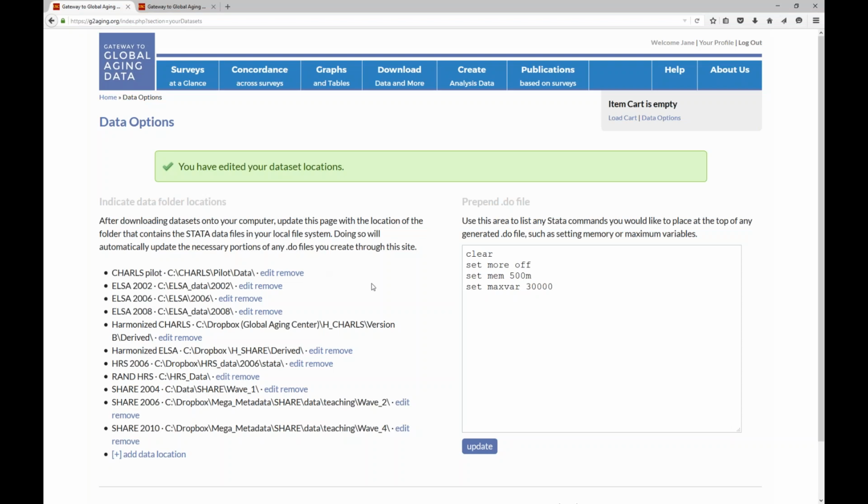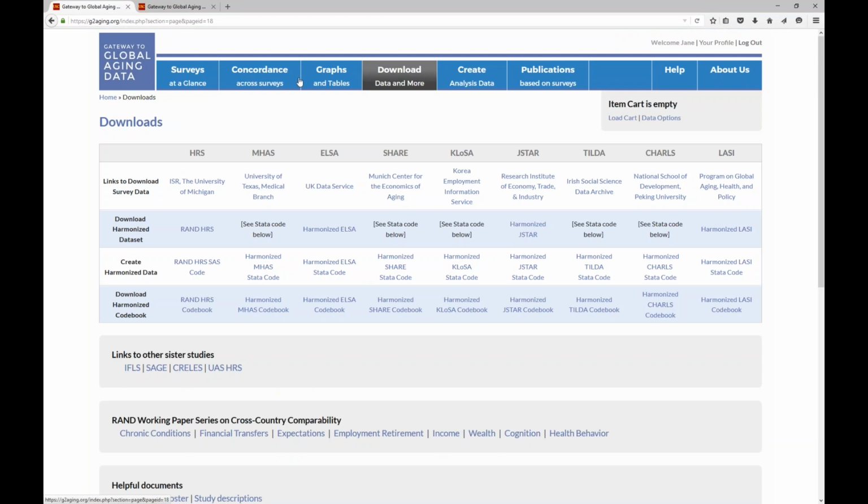But let's say that I don't have the ELSA data yet, and I want to obtain the ELSA data. I want to download it. So here on our download tab, which is our fourth tab here, we've got links to download survey data. That's that first row. And this is one of the most helpful things that we do: we link to where you register to download any of this data. As I said, these surveys are publicly funded, and this data is freely available for research. Each of these is going to require you to submit to a different, slightly different registration process.